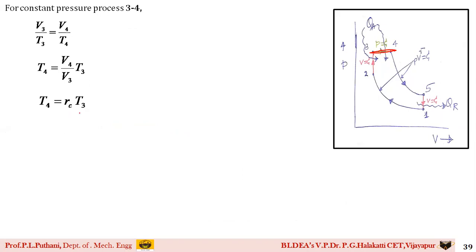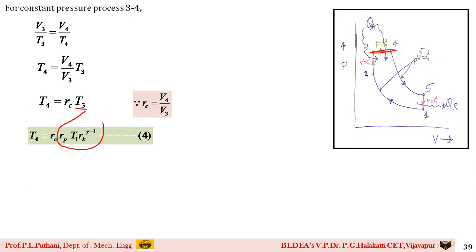Just now in the previous slide, we have discussed how to get the value of T3, which I will substitute here. And therefore, I get T4 is equal to what? I have got the value of T3 as this. That is RP into T1 into RK raised to gamma minus 1 into RC. Therefore, I have got T4 in terms of T1 also.